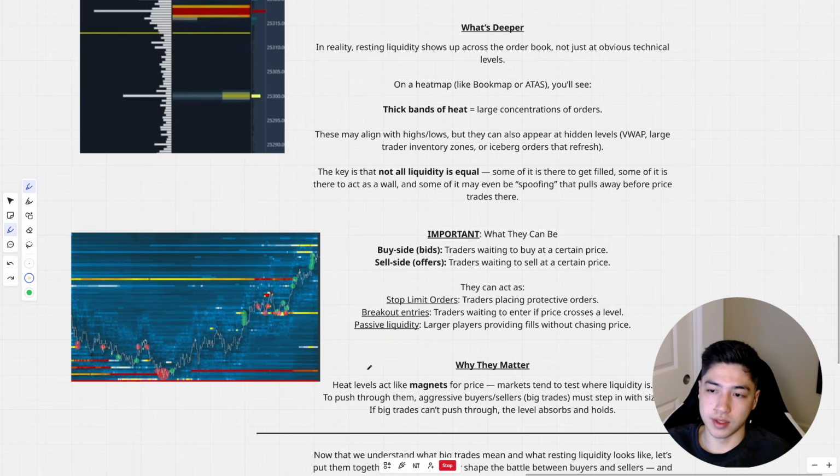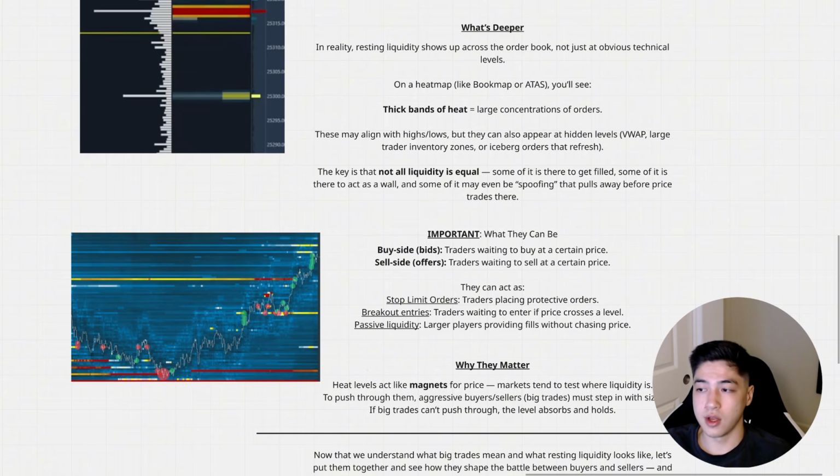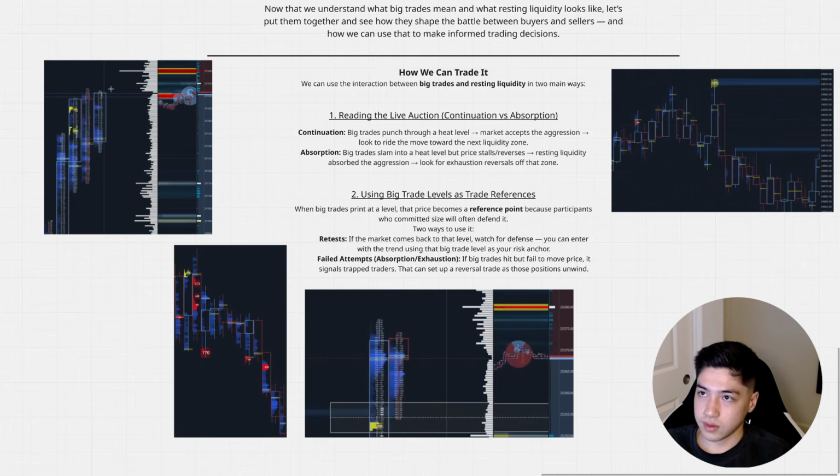Well, they matter because these heat levels, or these levels on the DOM, often act as magnets for price. The market tends to test where liquidity is, and to push through them, aggressive buyers or sellers, the big trades, have to step in with size, because if big trades can't push through, then the level is going to absorb and actually hold. So now that we understand what big trades mean and what resting liquidity looks like, let's put them together and see how they actually shape up the battle between the buyers and sellers, and how we can actually use it, or how I use it, to make informed trading decisions.